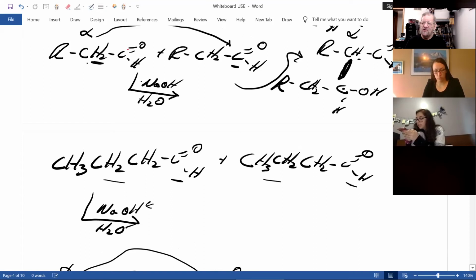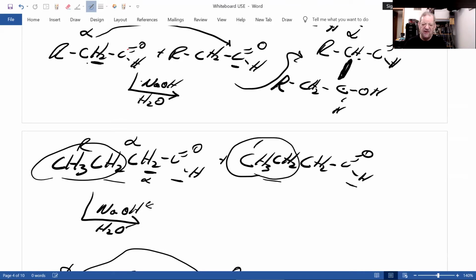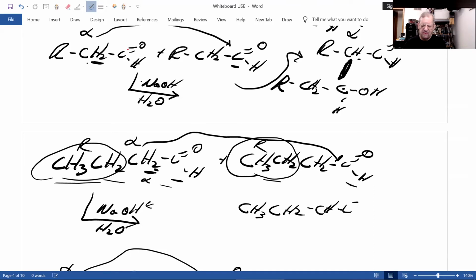Now, if we look at our specific example, here's my alpha carbon, here's the hydrogens on there, the alpha hydrogens. I'll call this R, same thing here. Now you can either memorize it or remember, this is going to attack the carbonyl carbon. So I'm going to draw this first, minus one hydrogen here. Notice I've taken off one hydrogen. Instead of two, there's one.